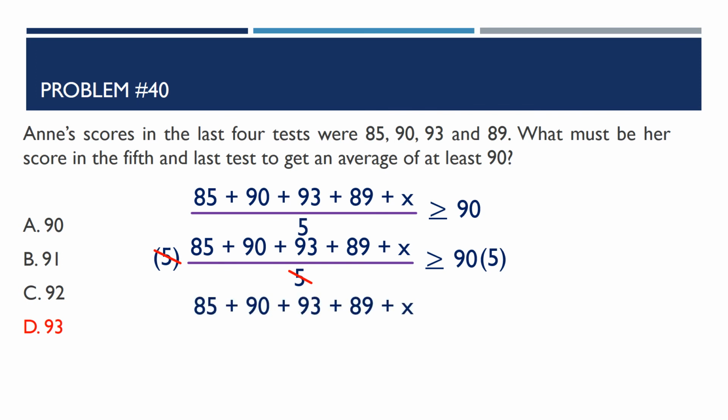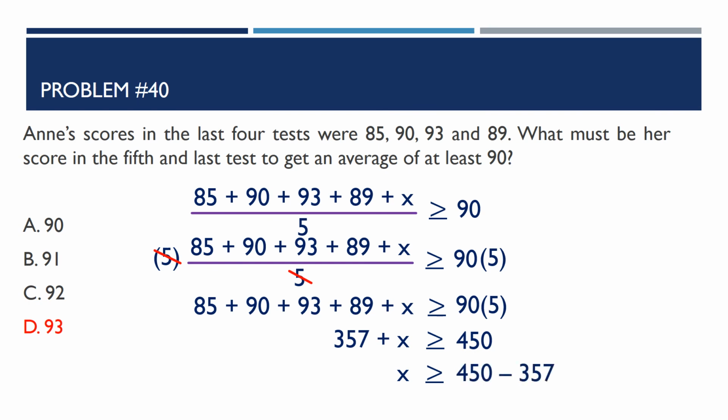And then what's left is this. We combine the constants 85, 90, 93, and 89, which will sum up to 357. And then 90 times 5 will be 450. Then we transpose 357 to the other side, and it will change sign into negative. Then combine, and that will be 93.